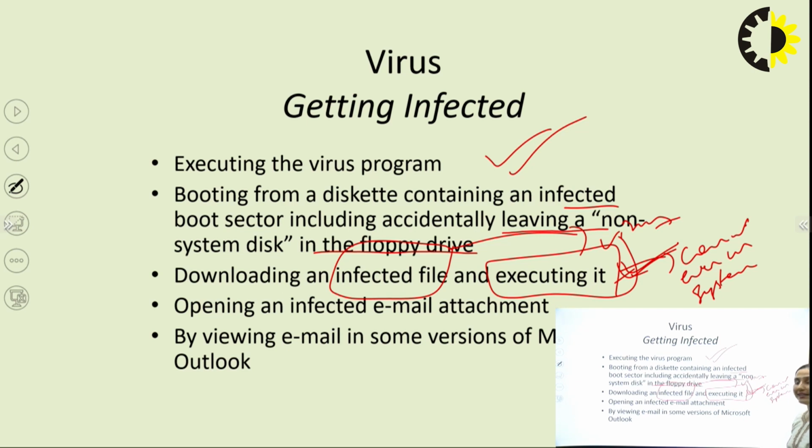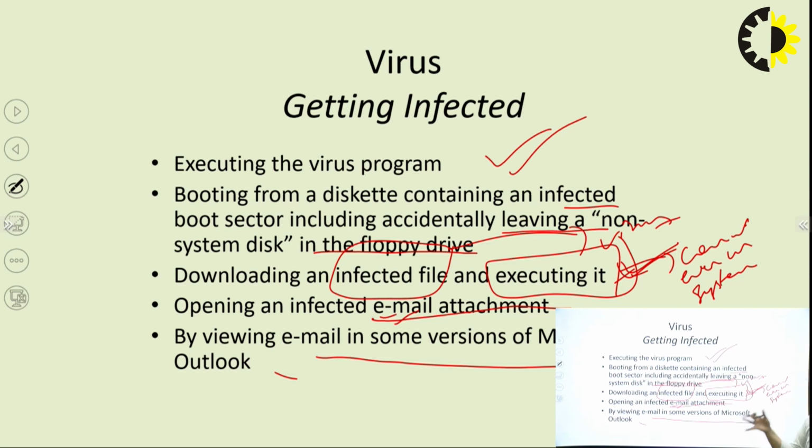Opening an infected email attachment. It is always suggested that you never open an attachment which you are not aware of. You are not aware from where you are getting these types of emails. There can be a number of different types of emails, and as an attachment in those emails, you used to open it. And once you open that, once you click on that particular link, your system is infected by that particular type of virus. By viewing emails in some versions of Microsoft Outlook as well. So this is again a reason that the system gets infected.